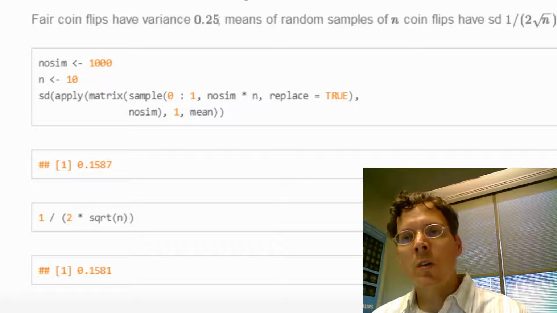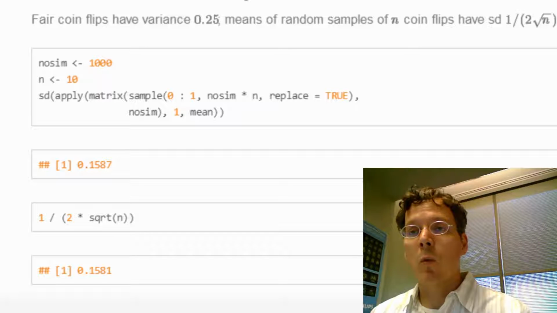So again, the only time you'll ever have to do these simulation experiments is in a class like this, where you're learning about what the standard error of the mean is actually implying.